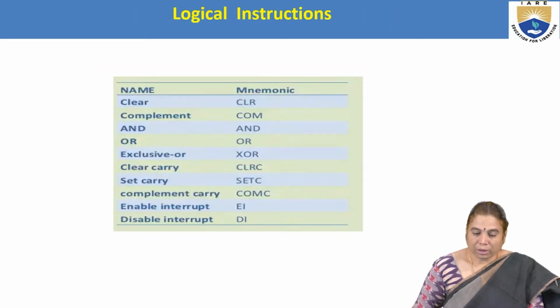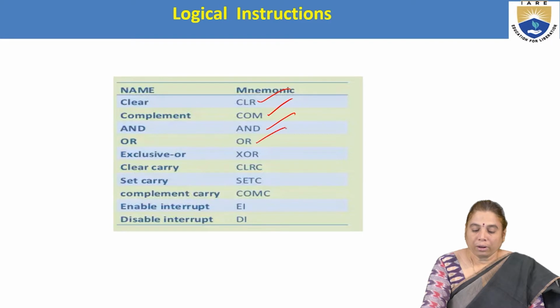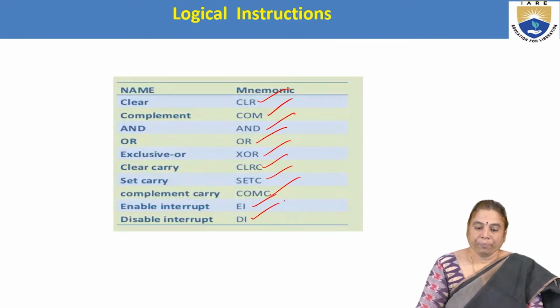The list of logical instructions are: clear with the mnemonic CLR, complement with the mnemonic COM, AND, OR, exclusive OR XOR, clear carry CLRC, set carry SETC, complement carry COMC, enable interrupt EI, disable interrupt DI.